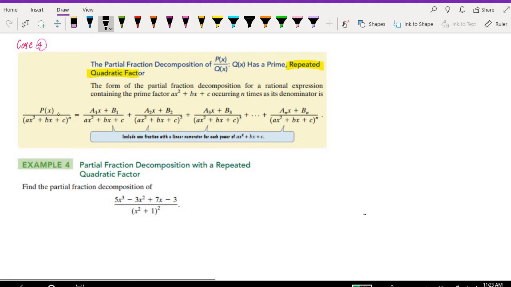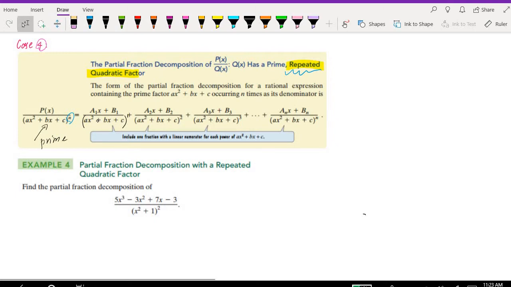We're going to have p of x over ax squared plus bx plus c. Again, this is the prime, it can't be factored, and then to the nth power. So if you have a repeated, that means outside it must have an n power. Okay, if that's the case, which is case 4, it is similar to case 2. So we're just going to write the denominator to the first power, right? If you look at the denominator, here we're just going to end up with the first power.